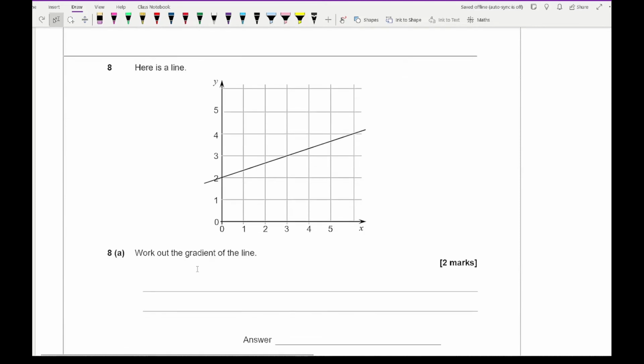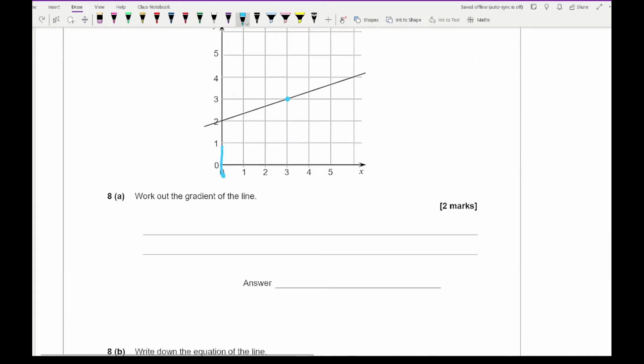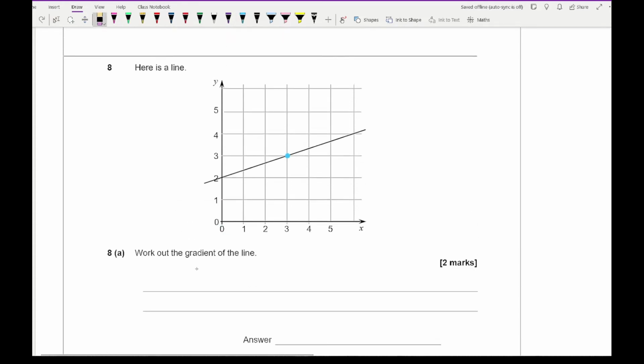Moving on to question 8, it says here is a line, and work out the gradient of this line. So again, what you want to do here is pick 2 nice coordinates. So here are 2 nice coordinates. I'm going to go for this one and this one. Then if we turn that into a right angle triangle, we know it's going to have a positive gradient because the line's going up, and the gradient is the distance up over the distance across.